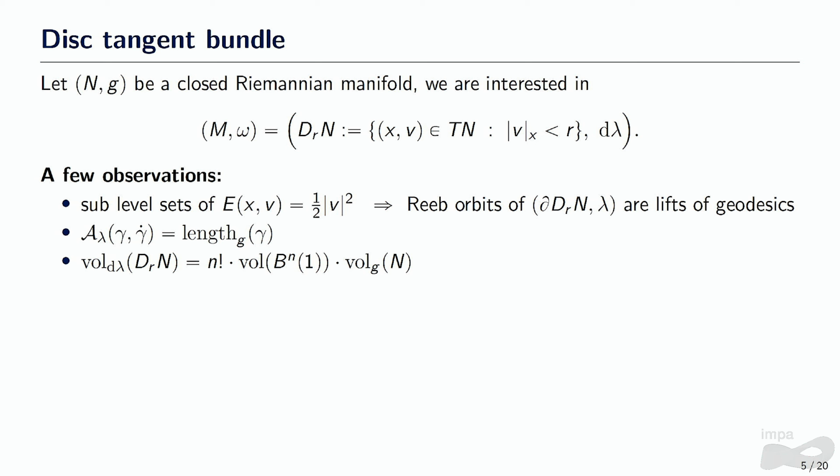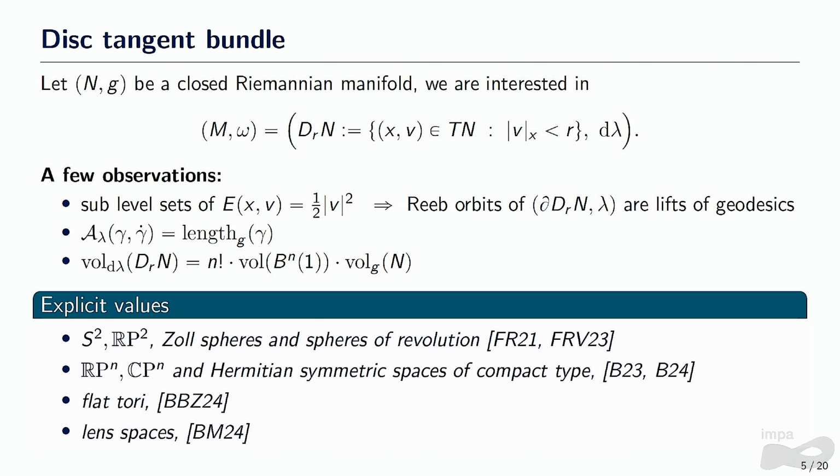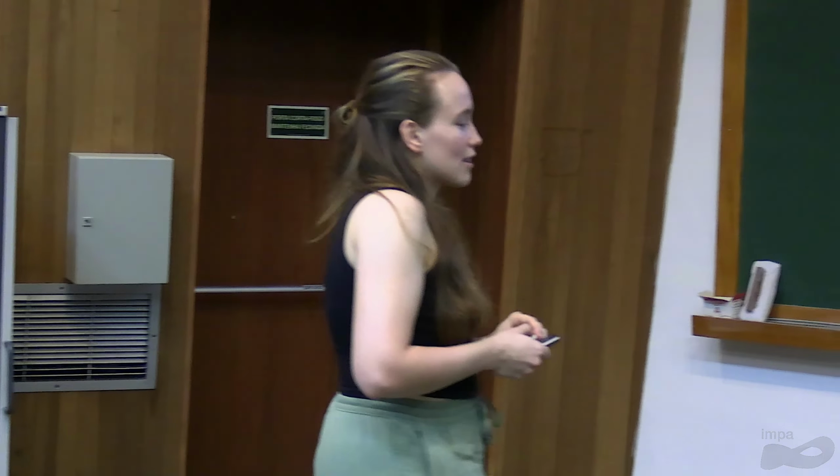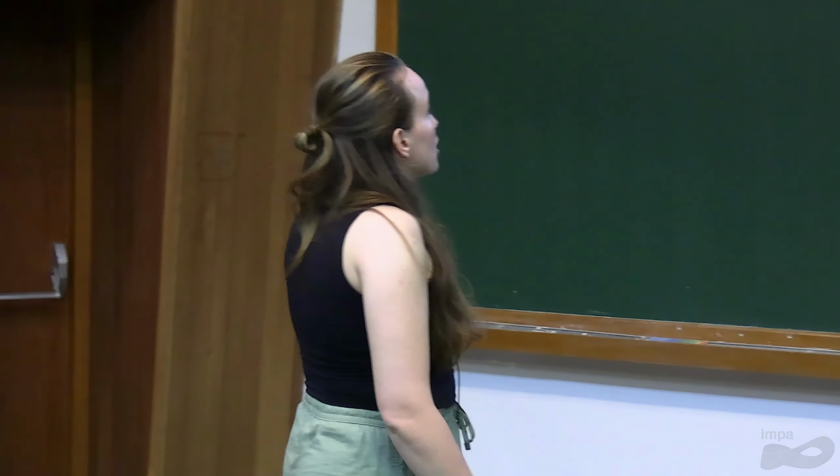Now, when it comes to computing capacities of these disk tangent bundles, actually there's almost nothing. We only know a handful of examples, I would say. The first computations are by Vinicius Ramos and Brayan Ferreira, who are here, and are for spheres, RP^2, Zoll spheres, and some spheres of revolution. Then I did some computations in my PhD thesis, which were RP^n, CP^n, and Hermitian symmetric spaces of compact type. We were also able to do flat tori and lens spaces. But apart from this, you see, it's a short list of examples. So at this point any new computation is interesting, so that eventually we can see if there's some general scheme behind this.